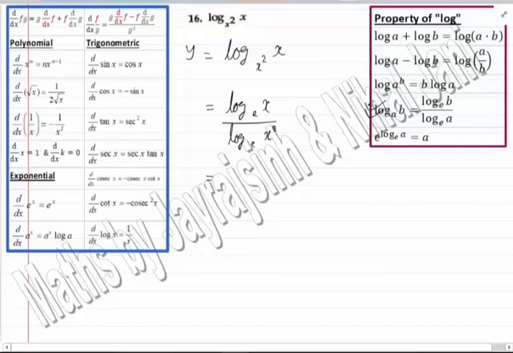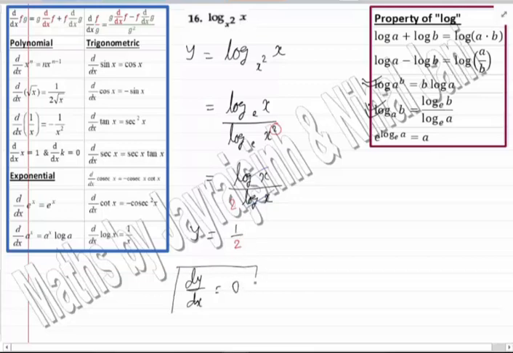This log x square, this power can be brought into multiplication using the third property, right? So the log x in the numerator will be as it is, we will get 2 log x, and voila, we have log x upon log x. We can cancel them out. So we will get y is equal to 1 by 2. And remember, we have to differentiate it, right? So dy by dx is the differentiation of 1 by 2, which is purely a constant term. So we just have to put simply 0. Ta-da!